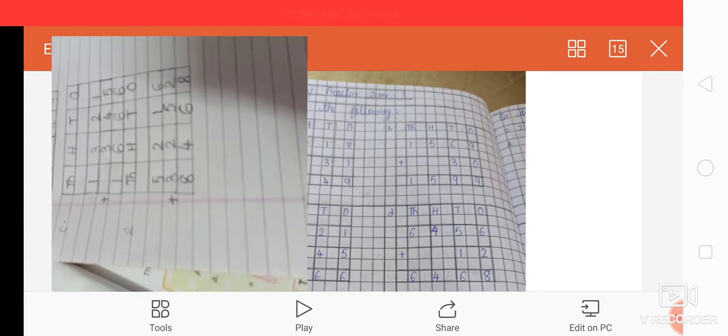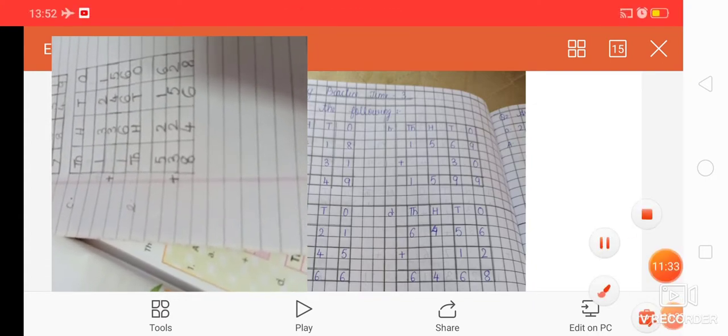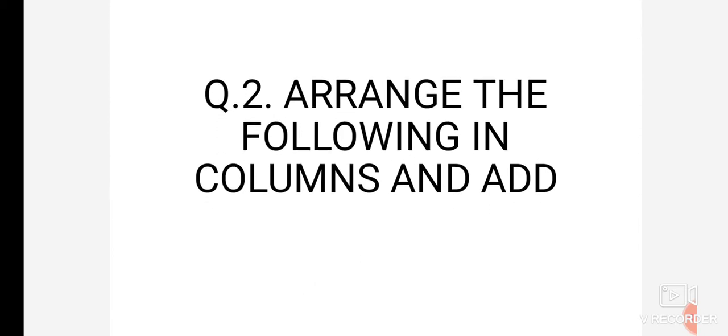Now, this is the way you have to solve the sums in the notebook. You can see the numbers in the notebook. You have to solve it in the same way. Now we move on to the next question. What is the next question? Arrange the following in columns and add.